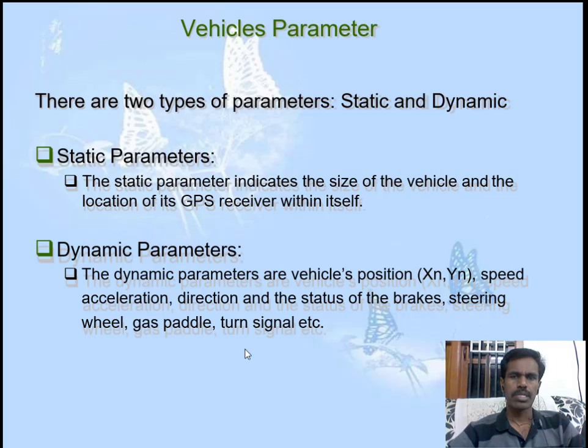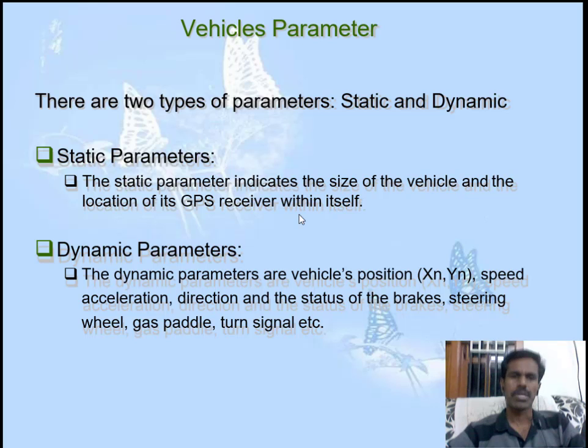There are two types of parameters we are going to analyze: static parameters of the vehicle and dynamic parameters of the vehicle. Static parameters include the size of the vehicle, whether small, mid-segment, sedan, lorry, truck, bus or whatever it may be, and the location of the GPS in that particular vehicle. The dynamic parameters are very important, and there are huge challenges there.